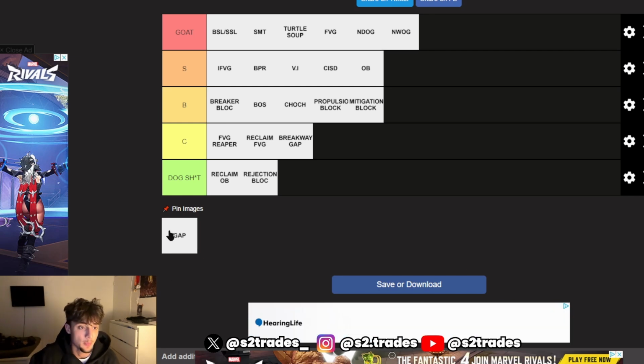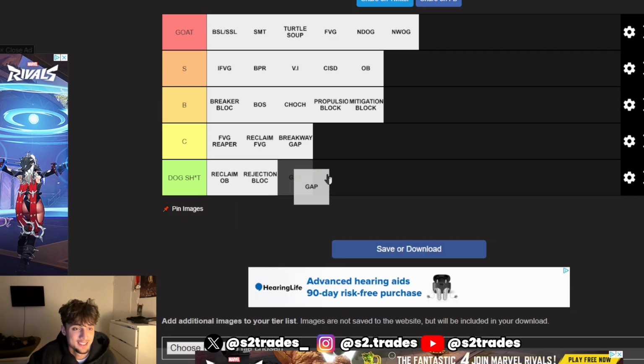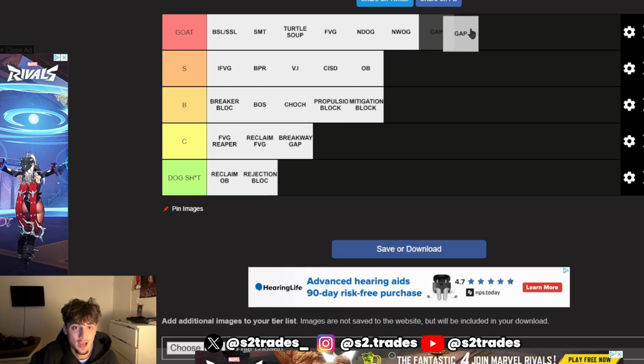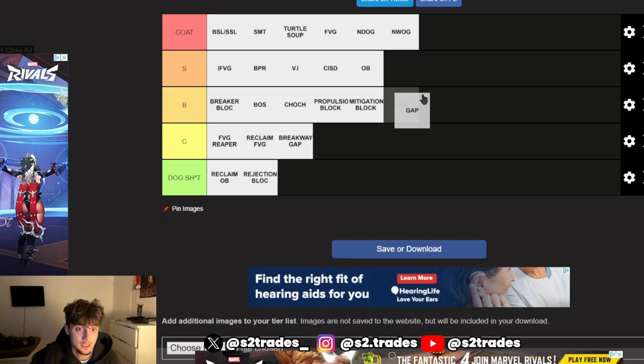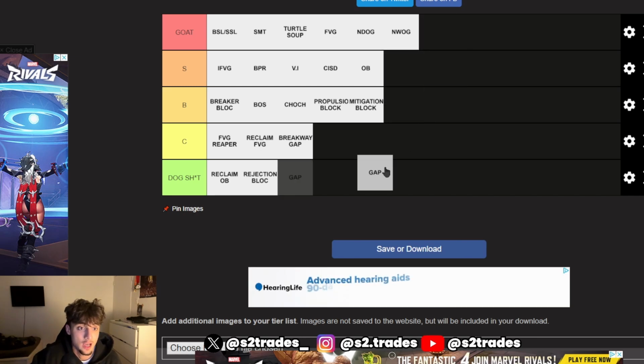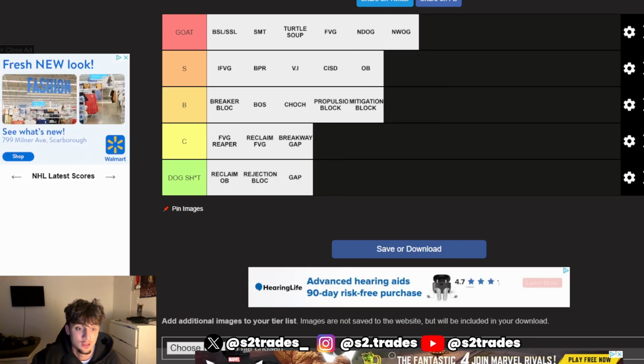And a gap, this is kind of like, I don't even know what this is saying, because we have new week opening. I don't know what gaps are. I've never studied this. Maybe it's like, I don't even know what a gap is. So I'll put this in dog shit.